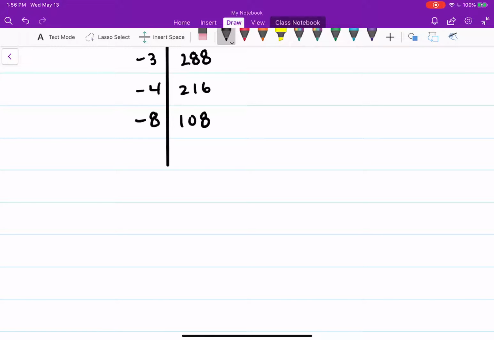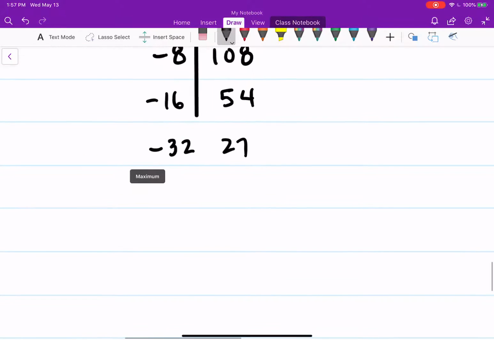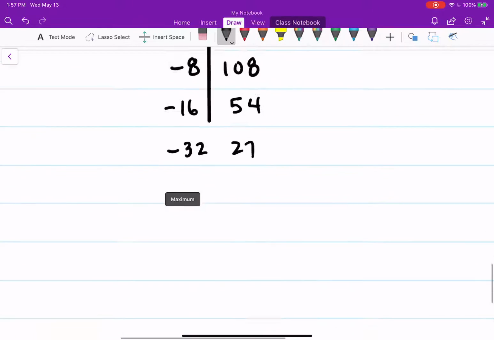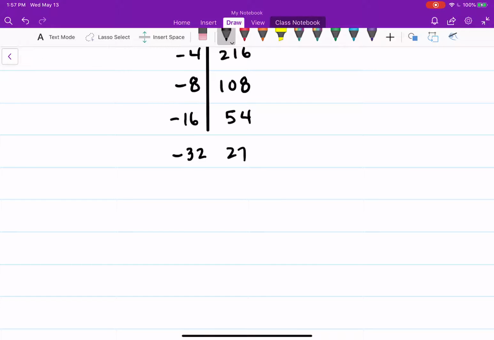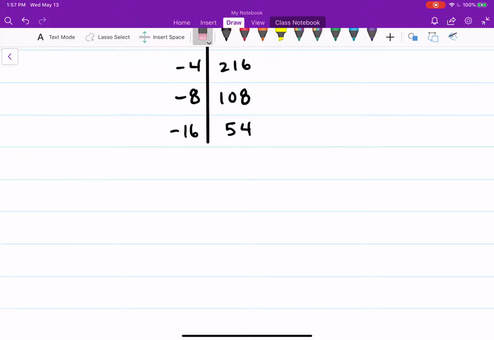So let's try 16. I should get 54. Getting better. Let's try 32. Uh-oh, I seem to have gotten it flip-flopped. Notice how the smaller numbers are on the left-hand side and the larger numbers on the right-hand side. Well, when I wrote this one, the smaller number is now on the right-hand side. So 27 times 32 gives you 864. So I could just flip this around and say it is negative 27 and positive 32.